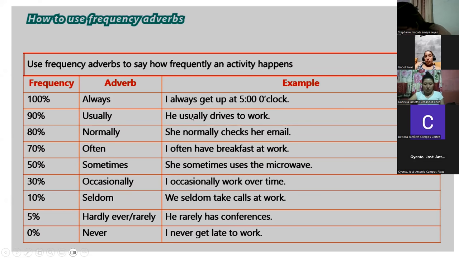He, y tenemos el adverbio antes del verbo, ¿verdad? He usually drives to work. Veamos en el siguiente. She, ¿qué sigue acá? ¿El verbo o el adverbio? Adverbio. Entonces no voy a decir she checks normally, vamos a decir she normally checks, ¿verdad? I often have breakfast at work. Miren dónde va, en medio del sujeto y el verbo. Subject, adverb, and verb. Esta es la ubicación para los frequency adverbs, all right?